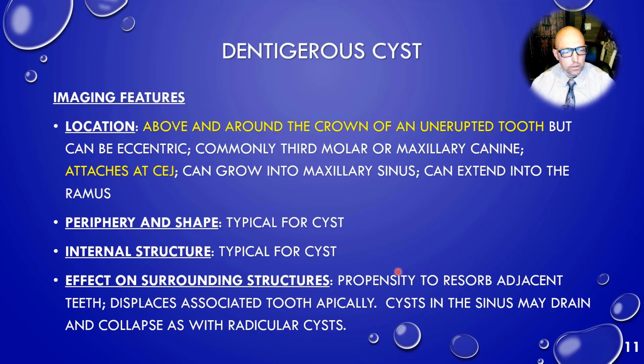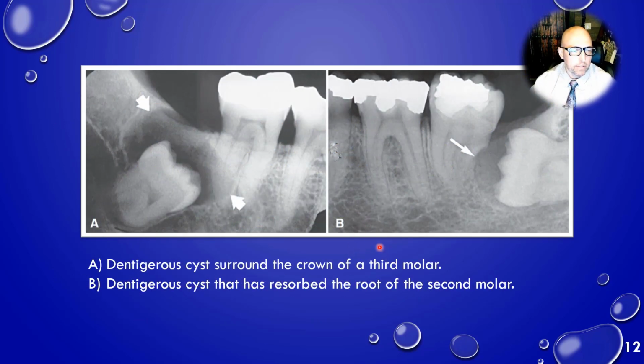As far as cysts go, a dentigerous cyst has a propensity to resorb roots of teeth. You know, cysts are just a sac of fluid. They don't have inherent growth potential, and they tend not to resorb things, but dentigerous cyst is maybe an exception to that rule. So here are some examples.